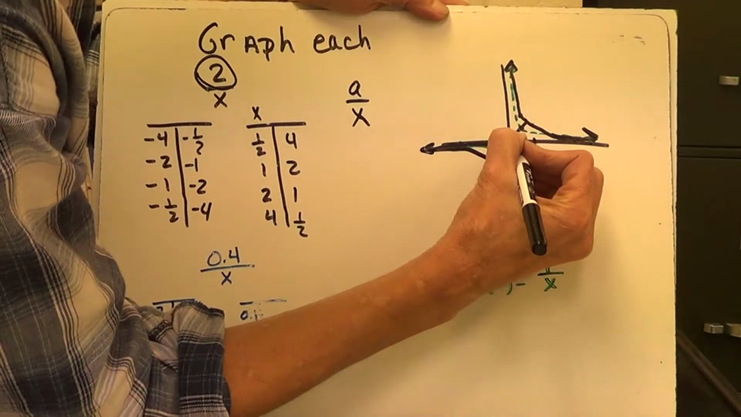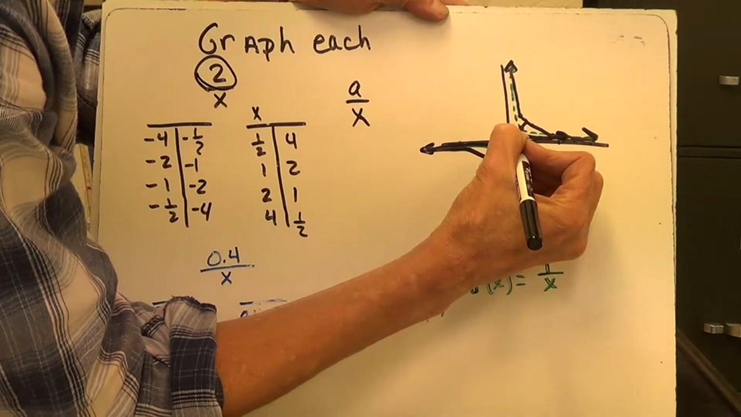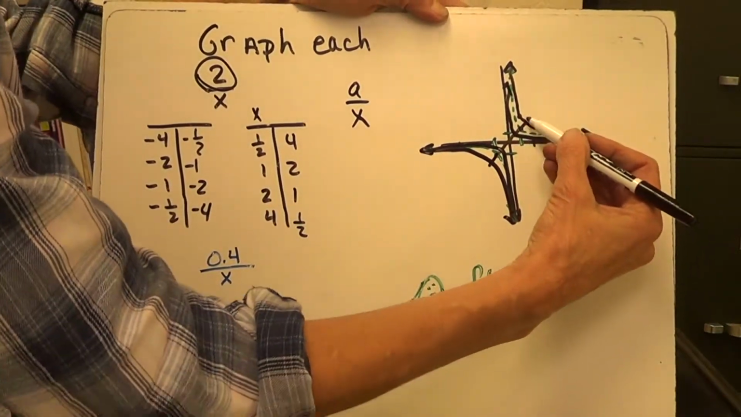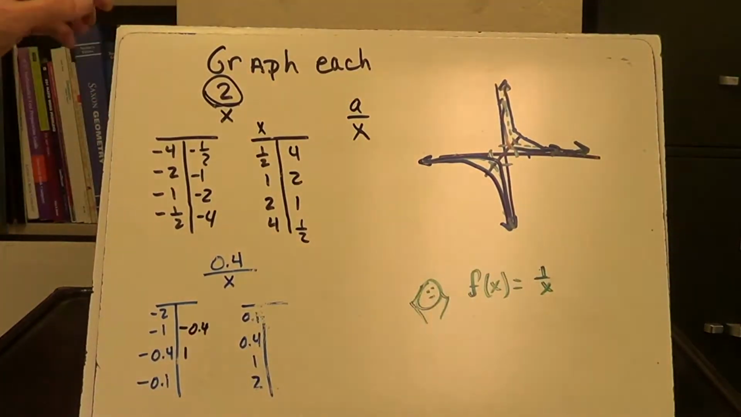Okay? They still both approach the same asymptotes, but when it shrinks, it's real close to this origin. When it stretches, it's farther out. All right?